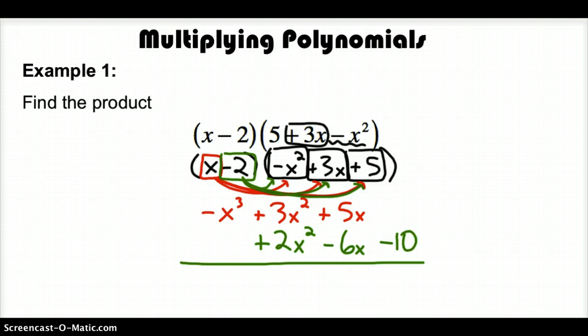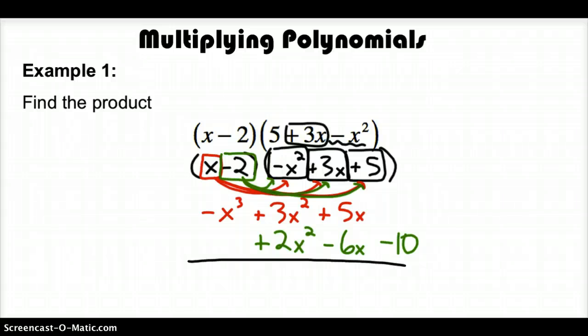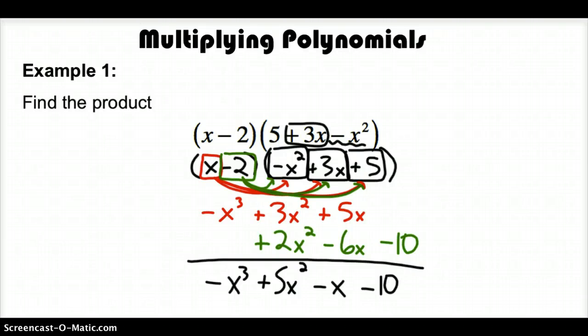So if I add these things up here, actually I'm going to underline this with a black pen. If I underline this and add up all my like terms, I'll have my final answer. So this will be negative x cubed. I know that 3x squared plus 2x squared is a positive 5x squared. I know that 5x and a negative 6x will be a negative 1x. And then finally I have my constant of negative 10. And this is going to be my simplified polynomial expression in standard form. So I just found the product. In the next couple videos, we're going to go over a few more examples here and get lots of practice at using the speed dating method.